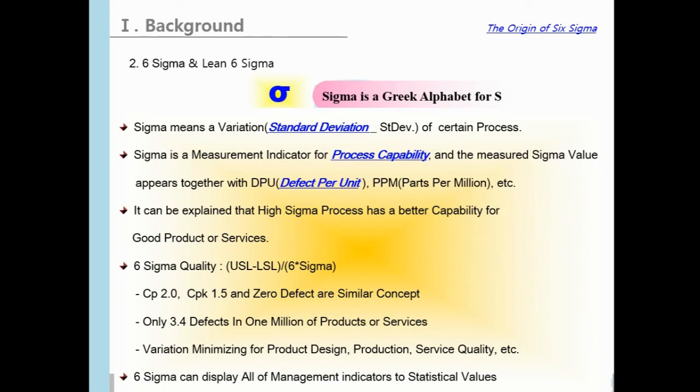And now, let's see Six Sigma and Lean Six Sigma in different aspect. Now is the time to see where the original Six Sigma, or typical Six Sigma, is coming from.